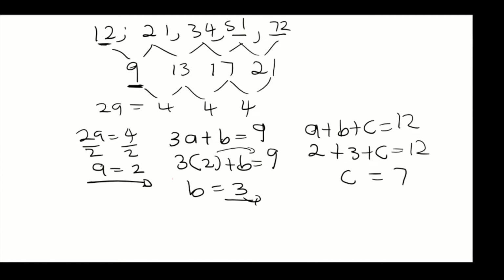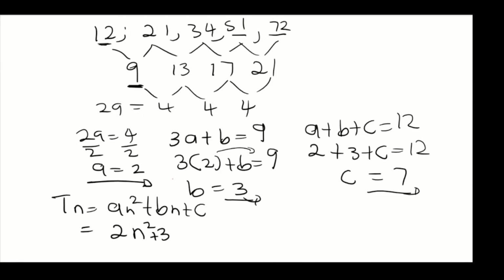So now you have our a, b, and c values. For our nth term, the standard formula is a n squared plus b n plus c. So we substitute the values. Our a is 2, so it's 2n squared. Our b is 3, so it's plus 3n. Our c is 7, so plus 7. So this is our nth term.